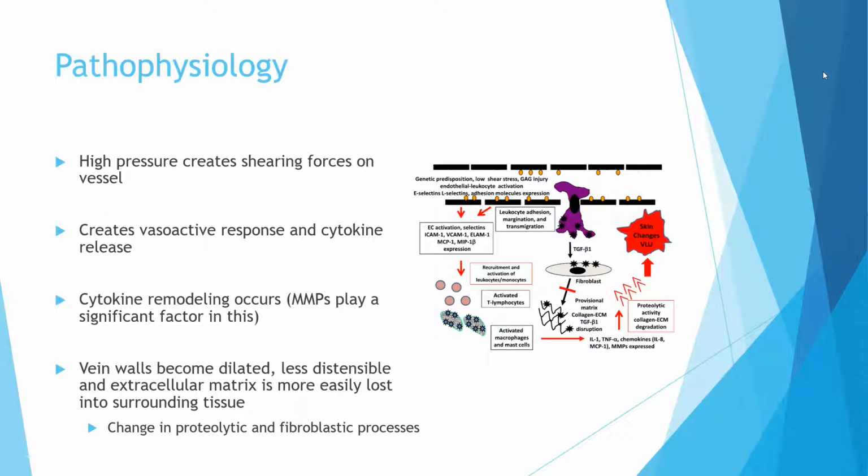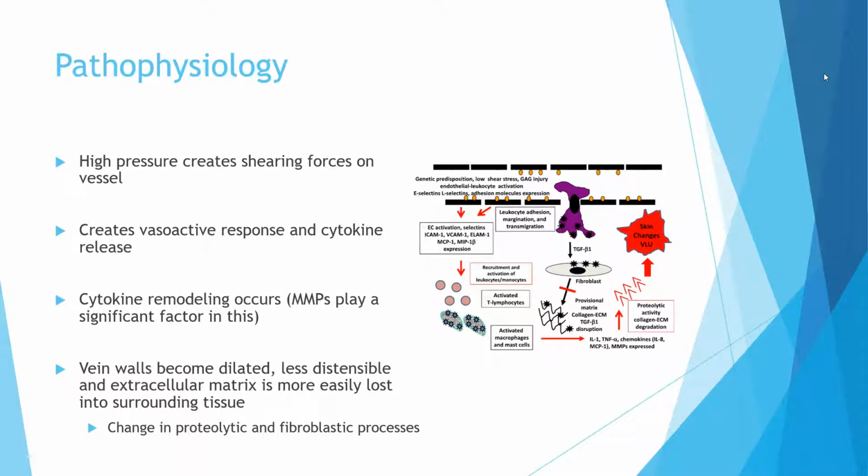In terms of the pathophysiology and how venous insufficiency occurs, it all comes down to hemodynamic changes within the veins themselves. High pressure creates shearing forces on the vessel, and in response to that, we get a vasoactive response within the veins and cytokine release. Over a significant period of time, the cytokine release causes remodeling of the vein walls, and these matrix metalloproteinases, which we'll come on to talk about in the aneurysm lecture, play a significant role in this.